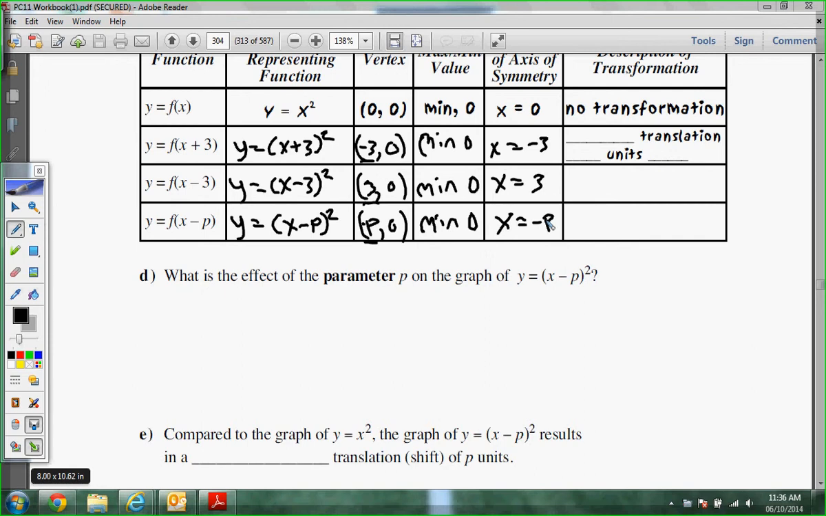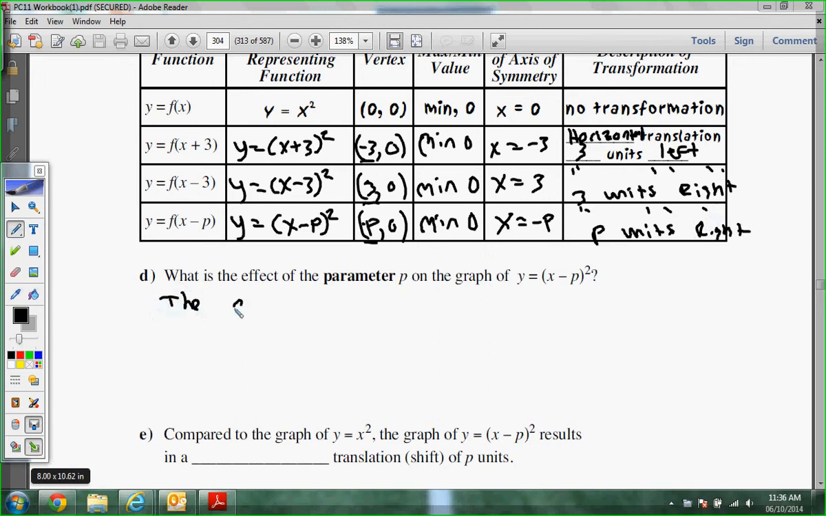Okay, and so we have a horizontal translation, 3 units left. Okay, and this is the same thing. I'll just use these quotation marks here. 3 units right. Okay, and then we'll say same thing, horizontal translation, and it'd be p units, whichever it is, positive or negative, but they say right just for right now. P units right. So what's the effect of the parameters?